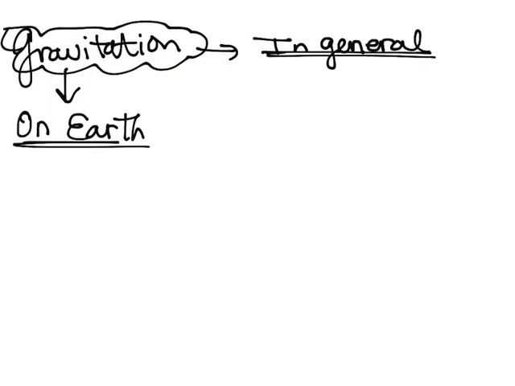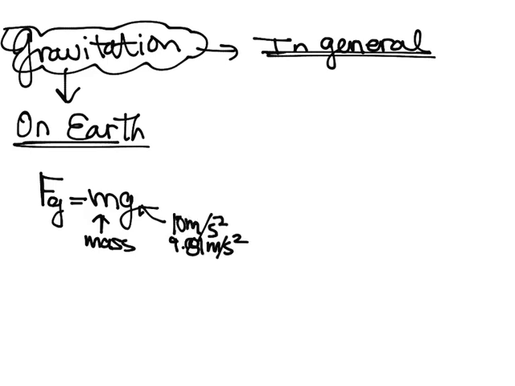Okay, so first of all, let's talk about gravitation in general and on the Earth. On the Earth, or if you're pretty close to the Earth, you're just going to use the formula Fg equals mg. You've done this a bunch of times, where m is your mass and g is 9.81 meters per second squared, and you'll even find a more precise value later on this year in a lab.